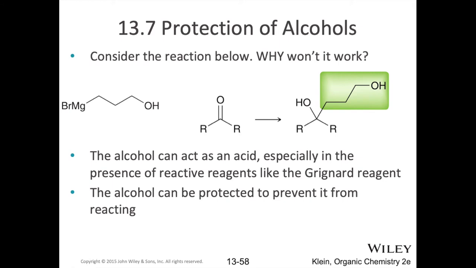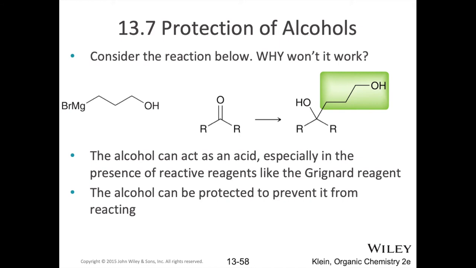Okay, so that being said, what if we do want to make a product like this? How can we prevent an alcohol from reacting? Okay, and so to do this, we use what are called protecting groups. These are groups that we temporarily swap out our alcohol for, that we can then swap back in once the reaction is over. Okay, we'll look at this phenomenon in other chapters as well.